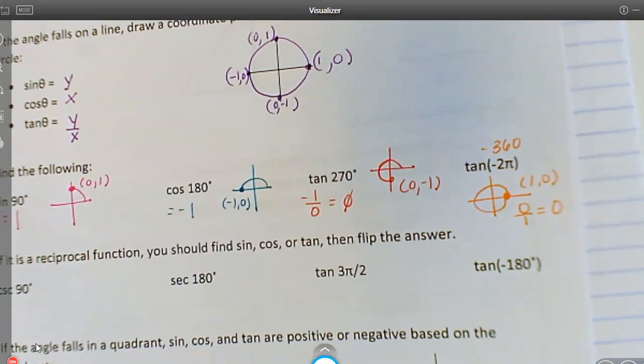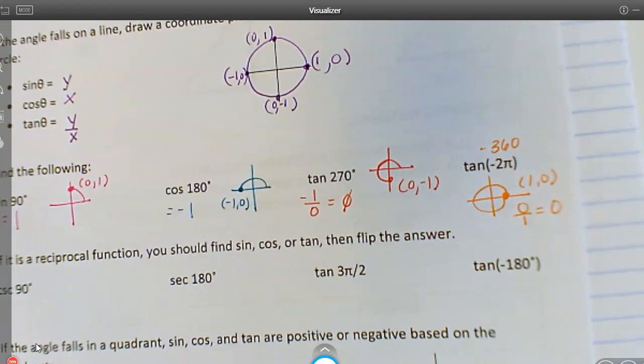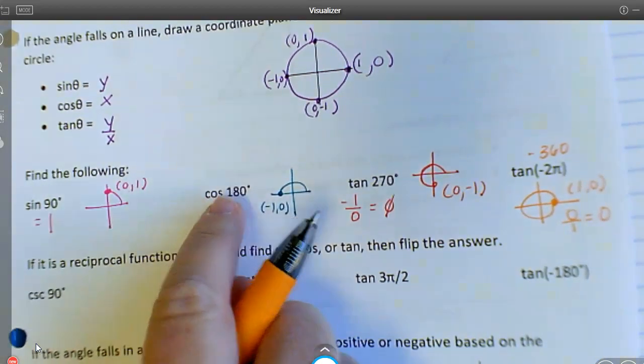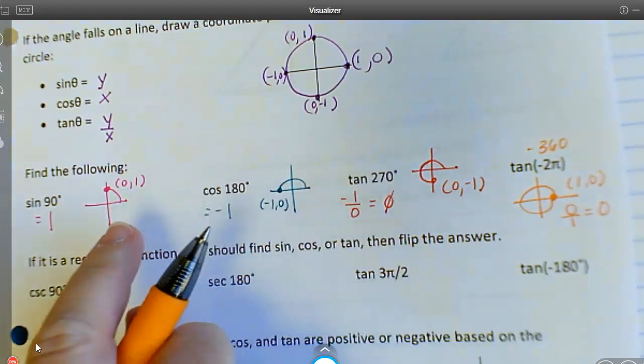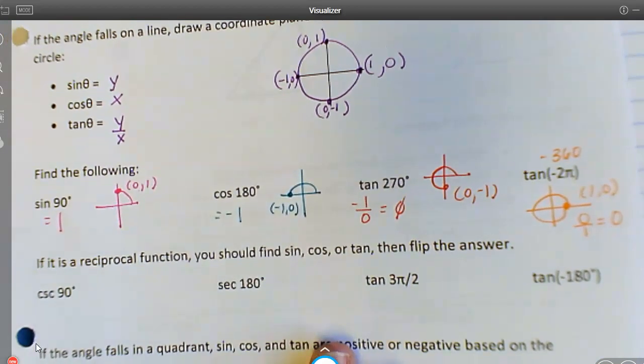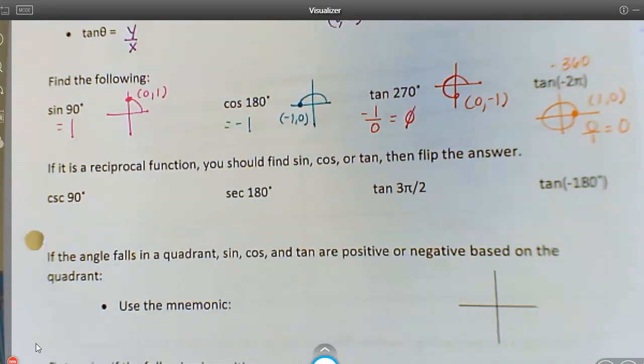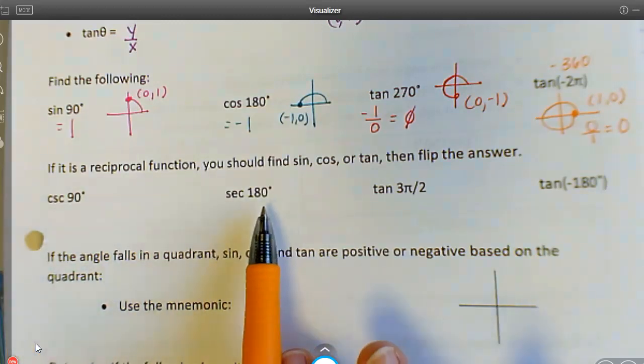It would only be negative if you got a negative in the part of it somehow. Okay? So you can get 0, you can get 1, you could get undefined, you could get negative 1. Those are the possibilities there. Now, I mentioned that there are reciprocal functions, cosecant and secant.